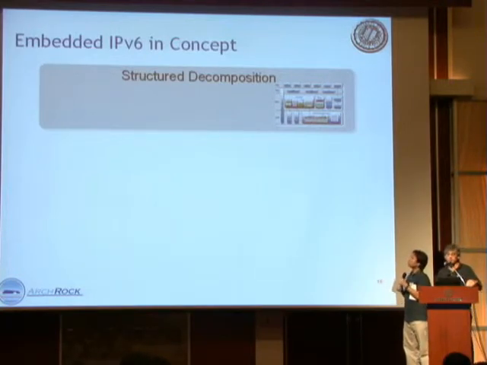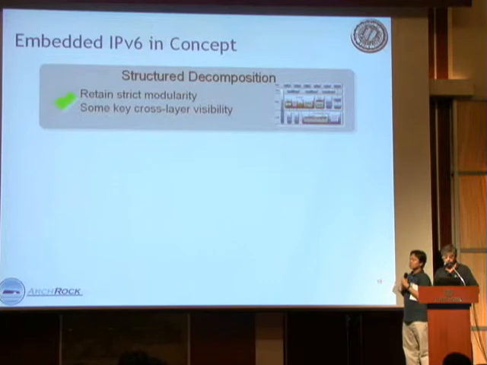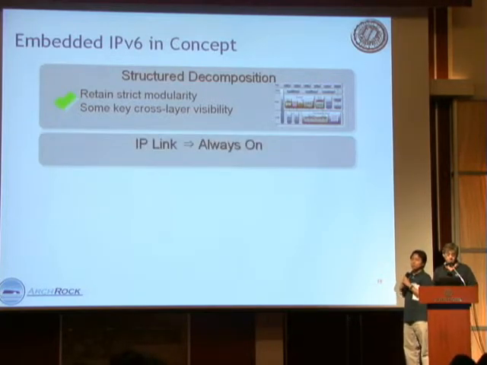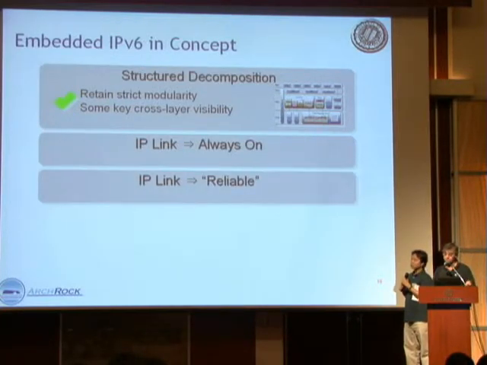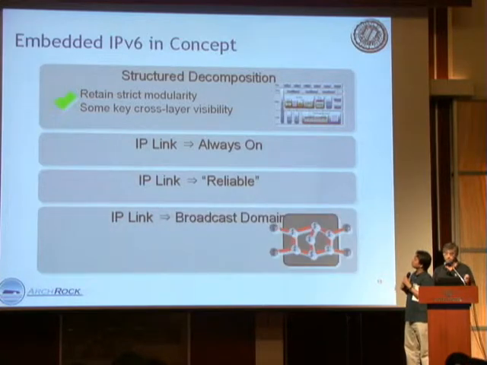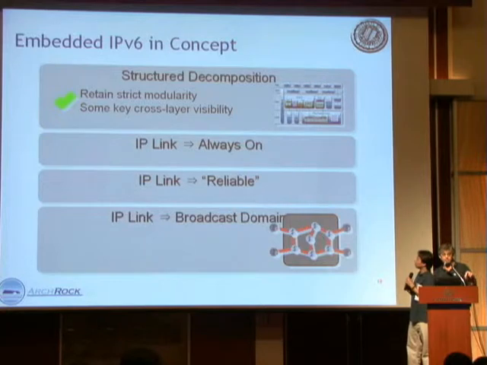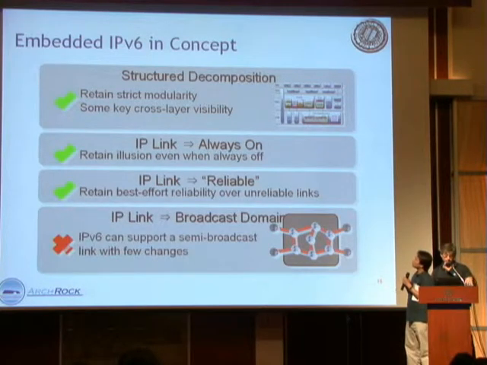So we keep the layering of IPv6 with some visibility across the layers. We build a link that looks like it's always on when it's always off. We make it very reliable by rerouting. And the one change is that every node is an IP router. The collection of them form a subnet, but not a broadcast domain. So it's what we call a semi-broadcast domain.